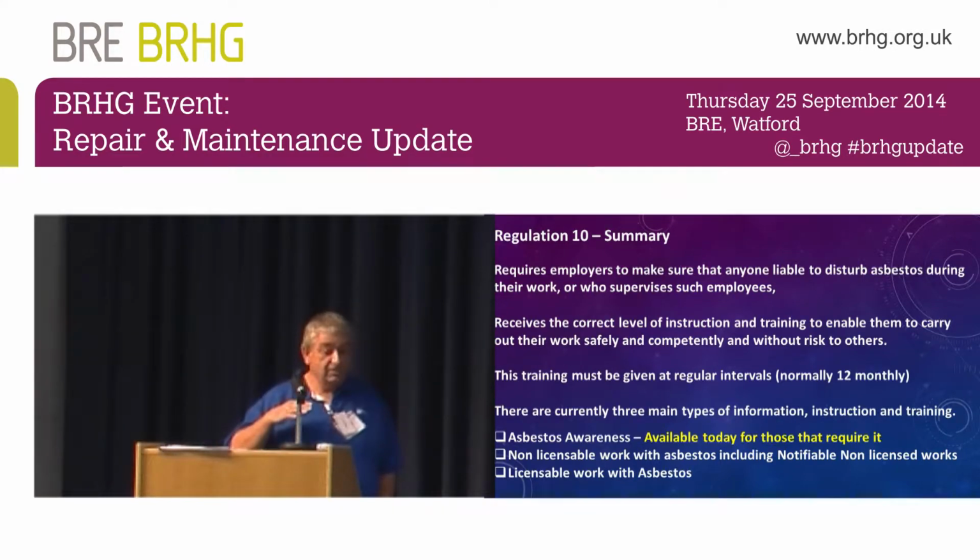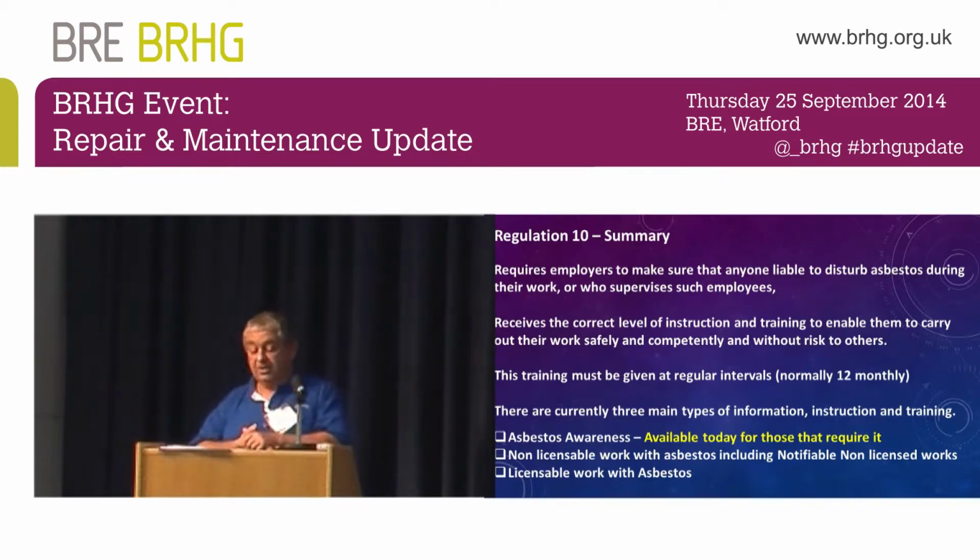I'm getting people that are doing awareness training and then going straight on to do non-licensed work. Well, you need extra training for non-licensed work, and that would cover things like bagging waste, use of H-type vacuum cleaners, special asbestos vacuum cleaners, removing the waste, decontamination procedures. That's not covered in asbestos awareness.